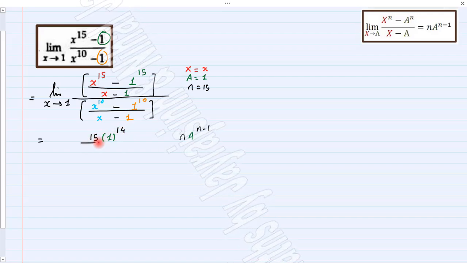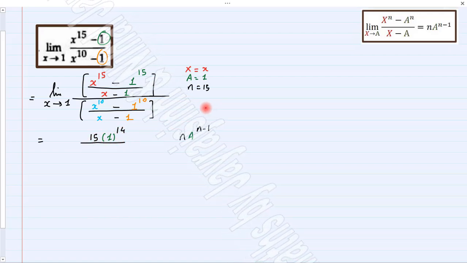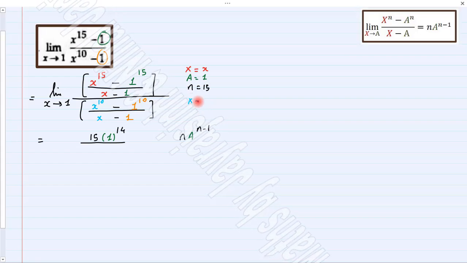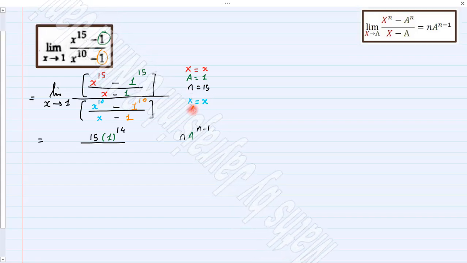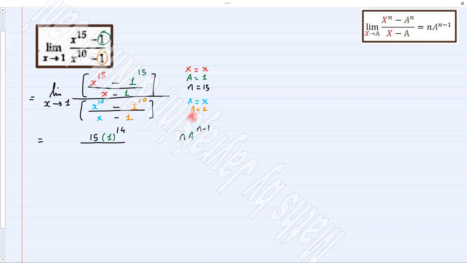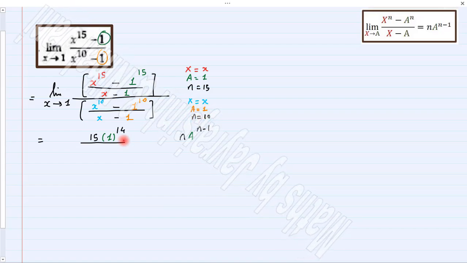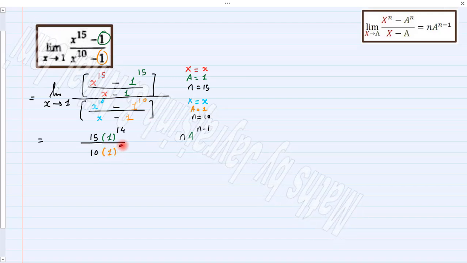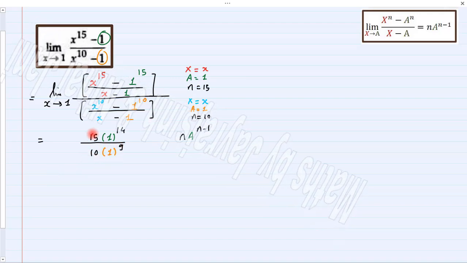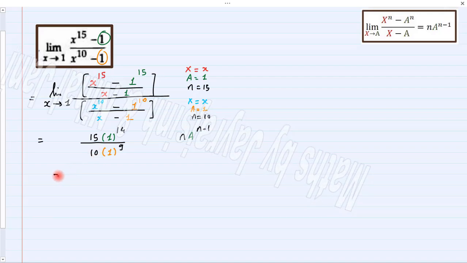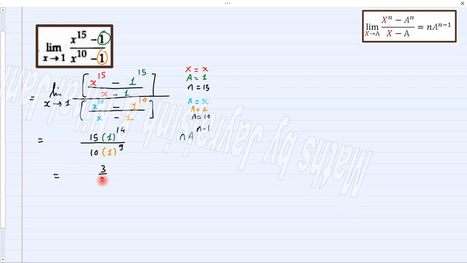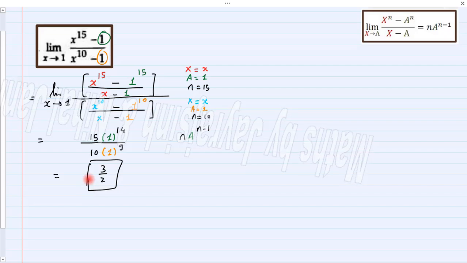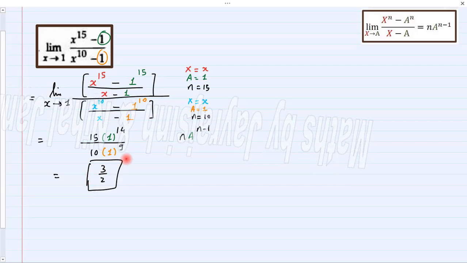upon, in denominator, your capital X is X, capital A is 1, and N is 10. So it will give us 10 into 1 raised to 10 minus 1, which is 9. So here we'll get 15 by 10, or we can say 3 by 2 is your final answer. Ta-da!